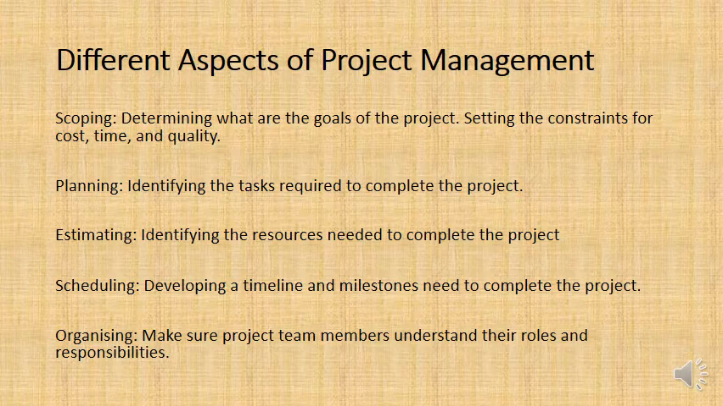Following scoping, you have planning. Now that we know what it is that we want delivered, this is identifying how we deliver it. What are the steps and the tasks that need to be accomplished in order for this project to go ahead? And then estimating, that is identifying the resources needed to complete the project. That's not just about cost or money, it's also estimating the time to a degree, and also estimating the people you need.